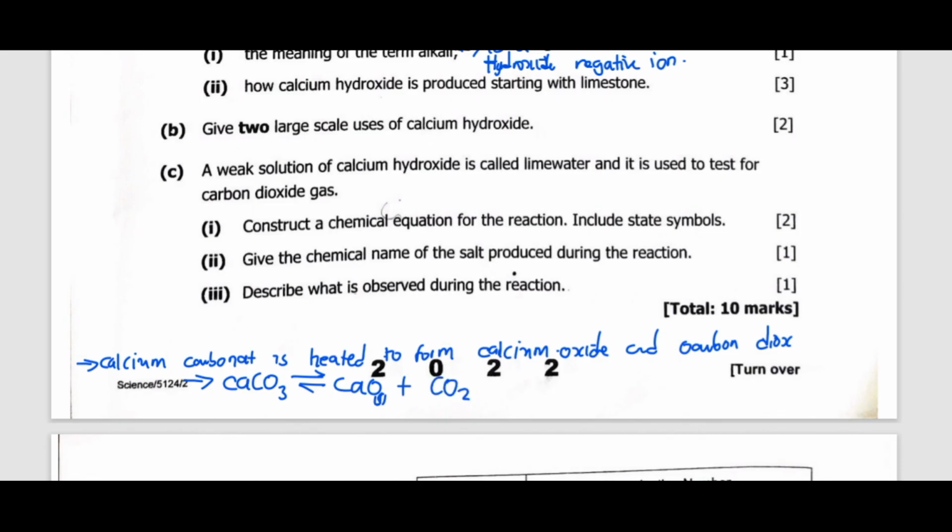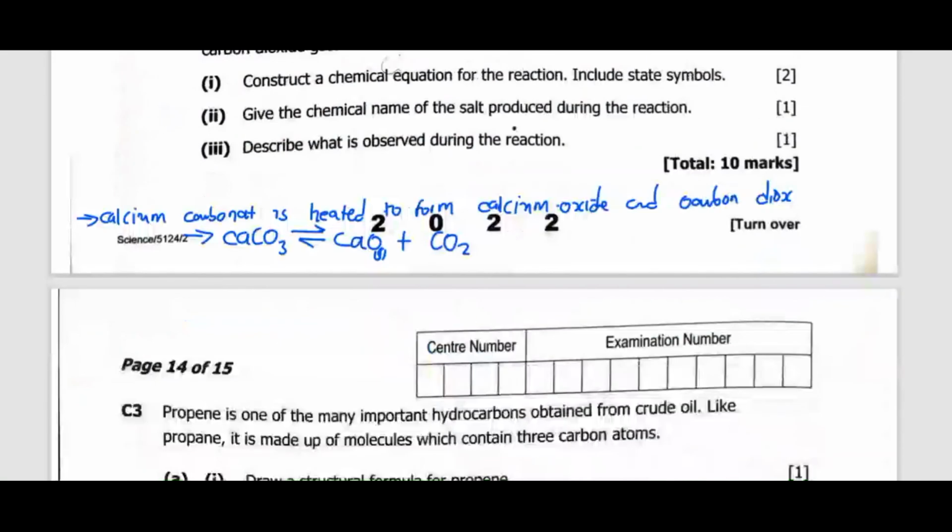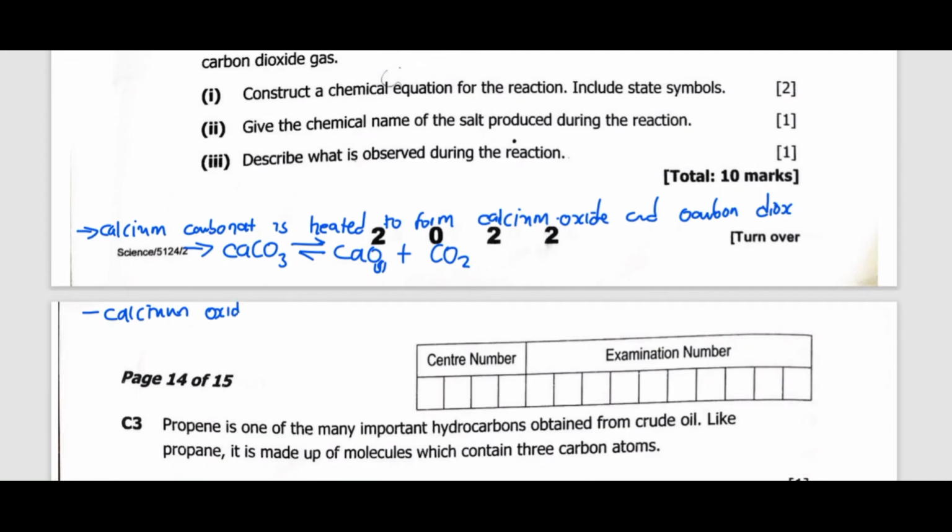Then the second one, after we have this one, the other point is calcium oxide will react with water to form calcium hydroxide, which is slaked lime.